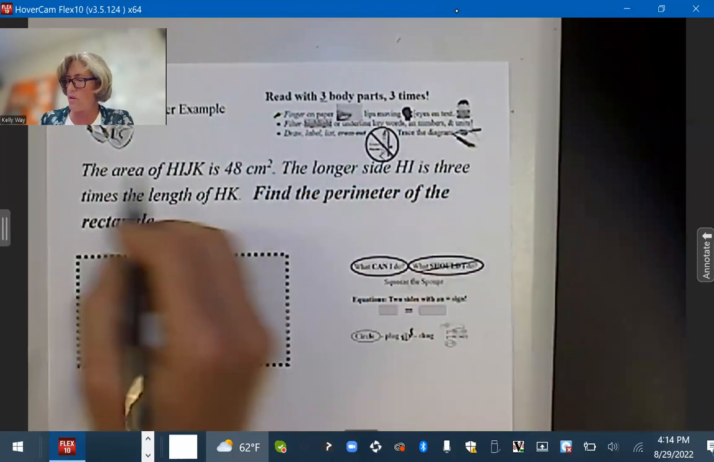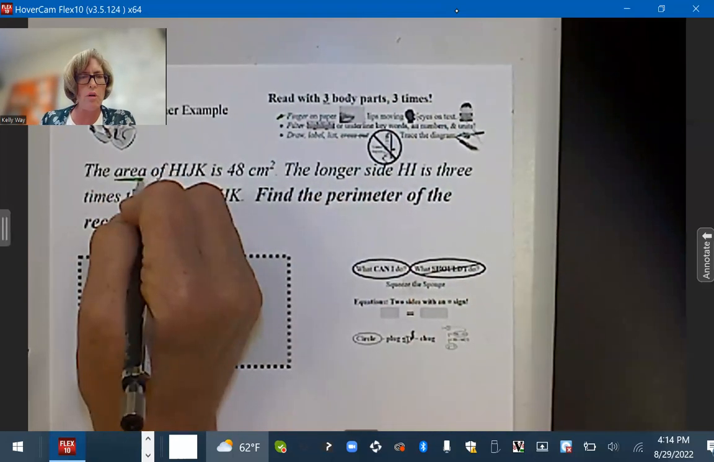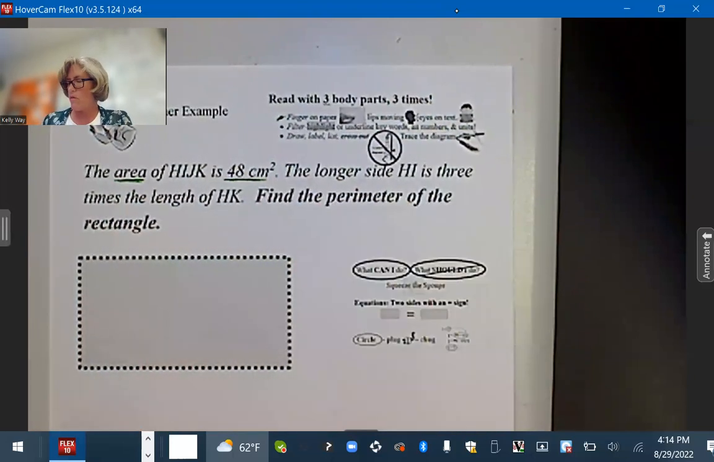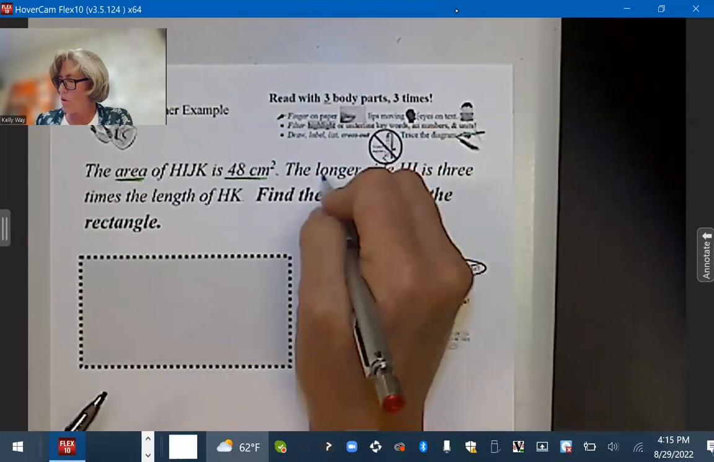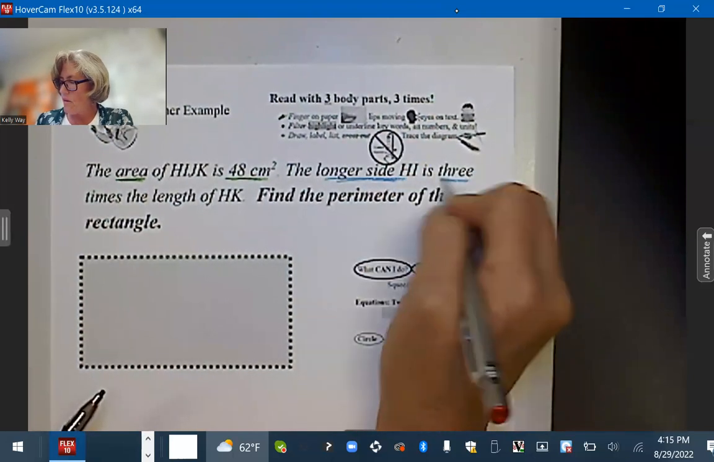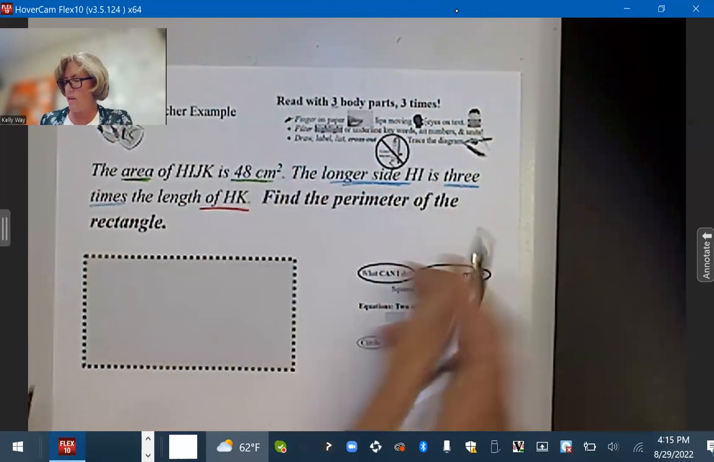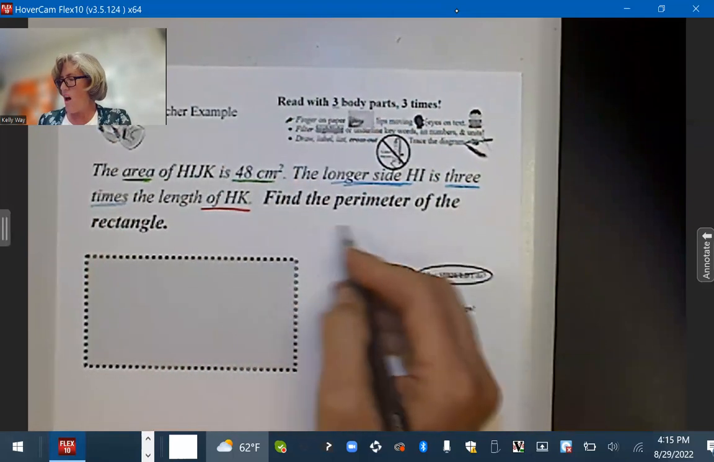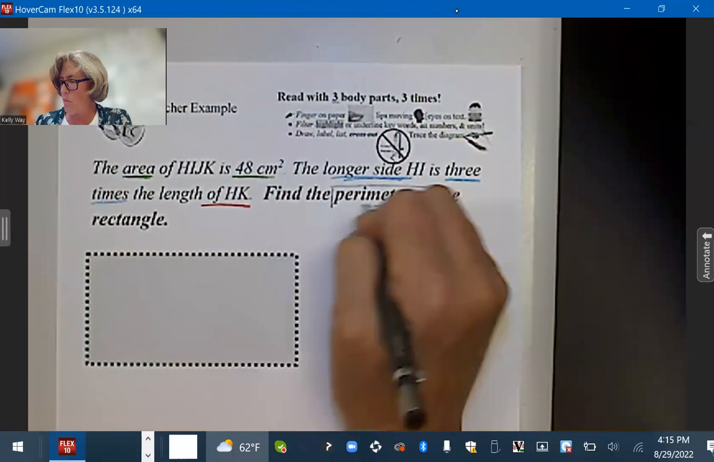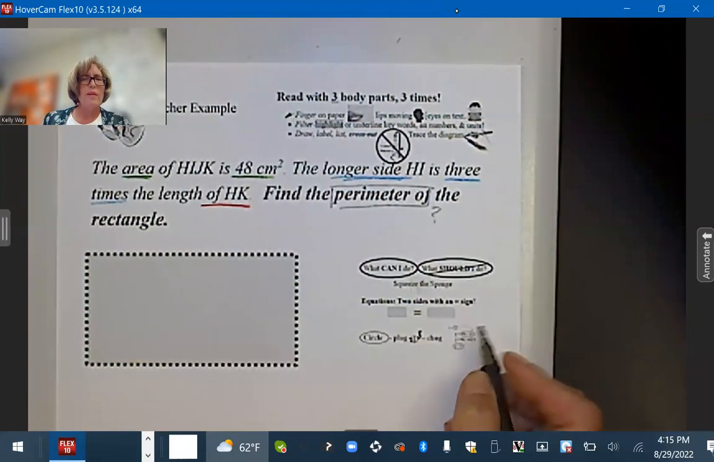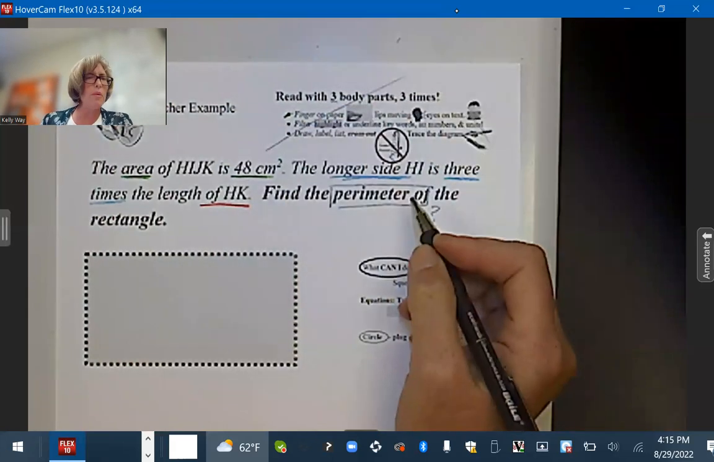Be careful of units. We're dealing with area. 48 centimeters squared. Longer side, HI. 3 times the length, HK. Find the perimeter. I like to box the question, question mark. Okay, so we're done with 3 body parts 3 times.